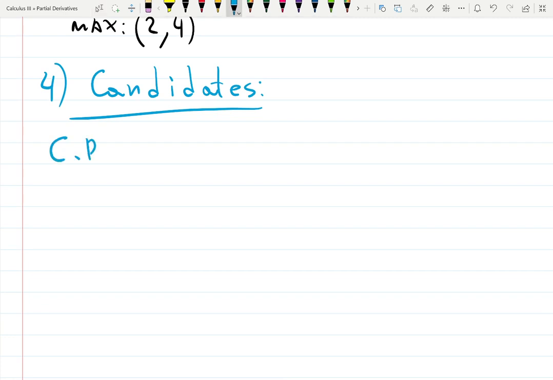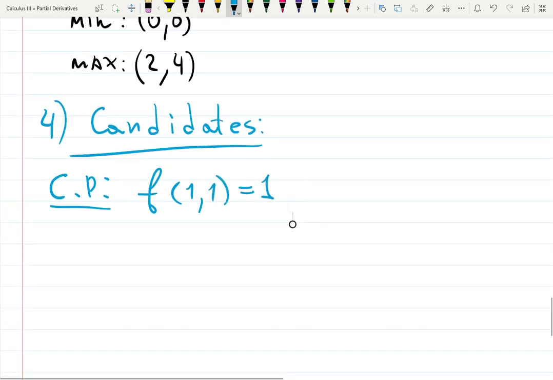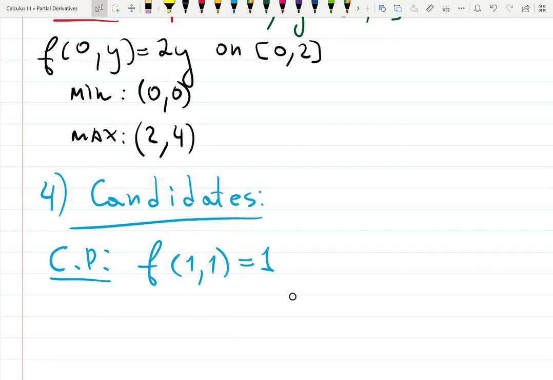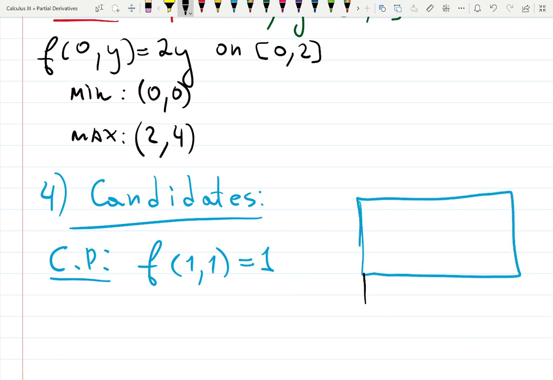We have the critical point from the very beginning, which was at (1, 1), and it gives you 1. Let's build a rectangle again. Here is the rectangle, with x and y. If this is from 0 to 3 and this is from 0 to 2, then (1, 1) is somewhere over here. At (1, 1), the height goes up to the surface when you plug into the original 3D shape.